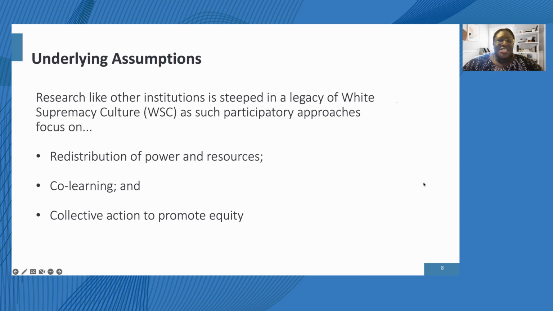So there are underlying assumptions of CBPR. Something that we need to acknowledge straight up is that researchers, like higher education and other institutions, are steeped in the legacy of white supremacy culture. It's a place that holds the gatekeeping of knowledge. And if you think about trying to access all those academic journals, you have to pay for it, so it also plays into capitalism. But CBPR is more about redistributing that power and resources, ensuring that all who participate are learning in this process, and that the key thing is that there are actions working to promote equity.